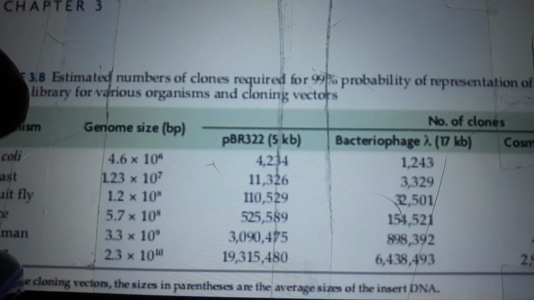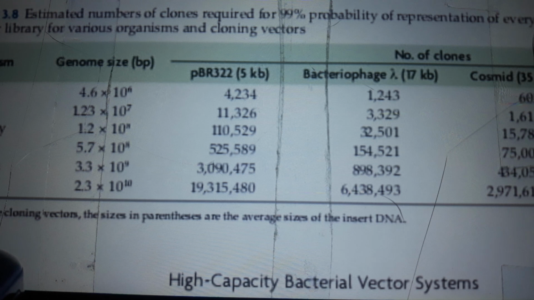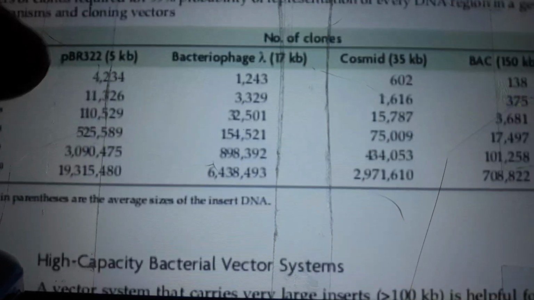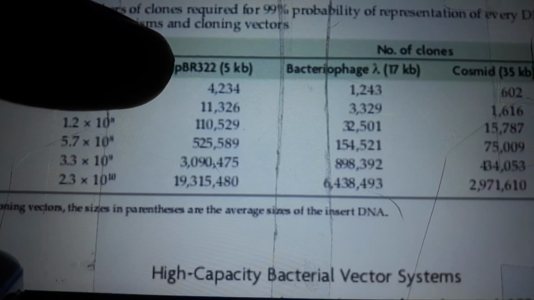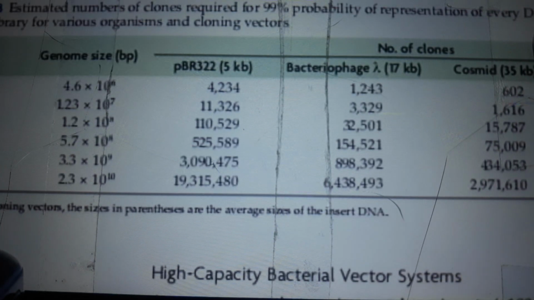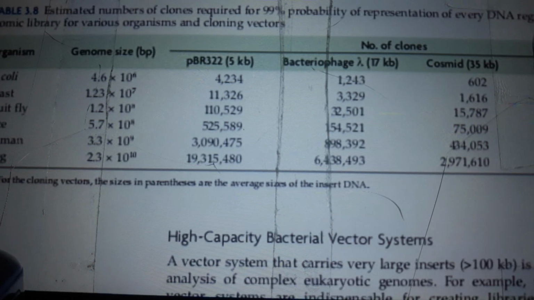This is table 3.8, which shows the estimated numbers of clones required for 99% probability of representation of every DNA region in a genomic library for various organisms and cloning vectors. Organism, genome size in base pairs, clone pBR322 of 5 kb, number of clones: bacteriophage lambda 70 kb, plasmid 35 kb, and BAC is 150 kb.